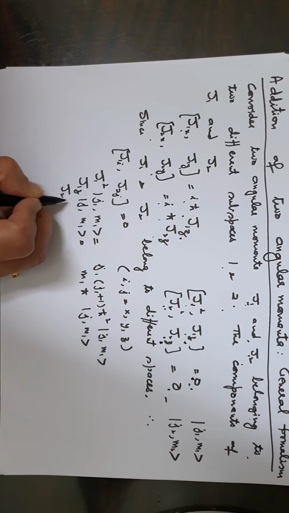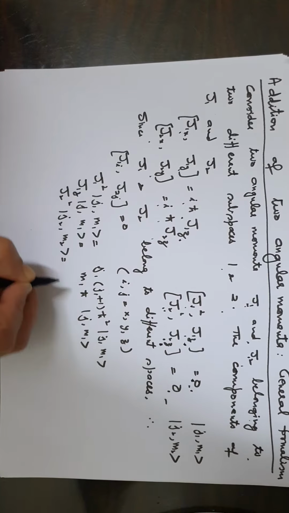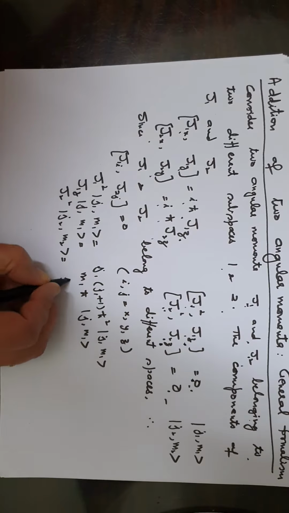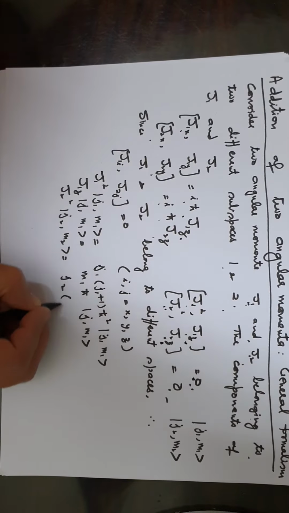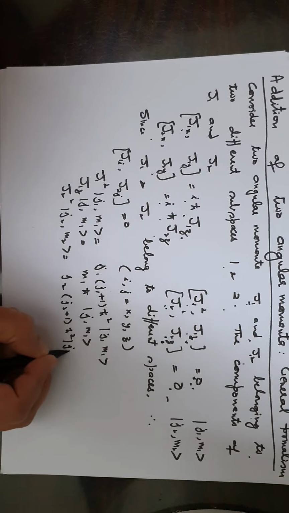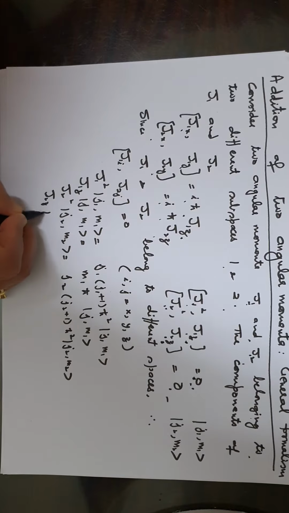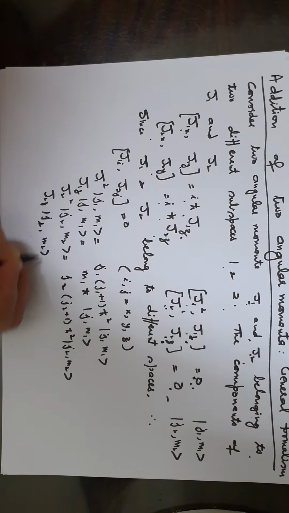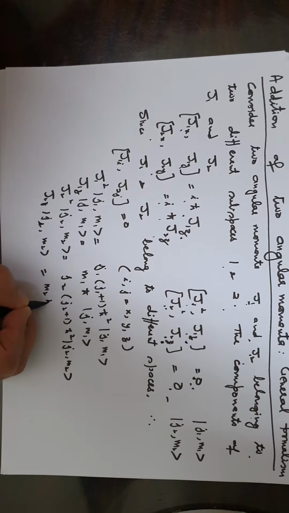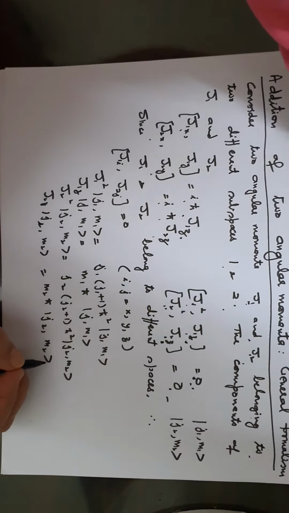Similarly, when J2² acts on |J2 M2>, we get the value J2(J2+1)ħ² |J2 M2>, and J2z, when it acts on the ket |J2 M2>, we get the value equal to M2ħ |J2 M2>.